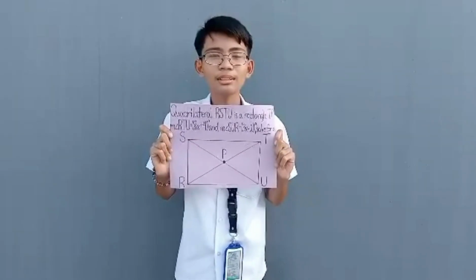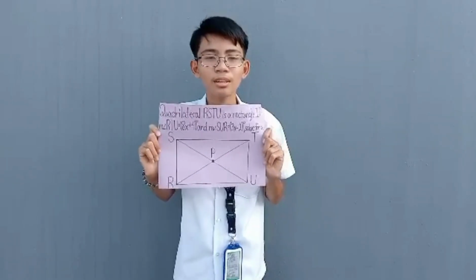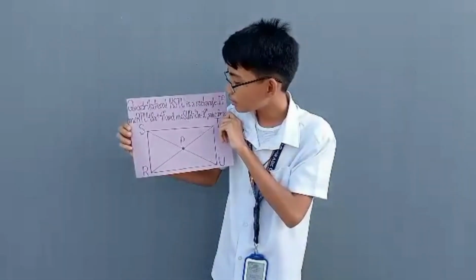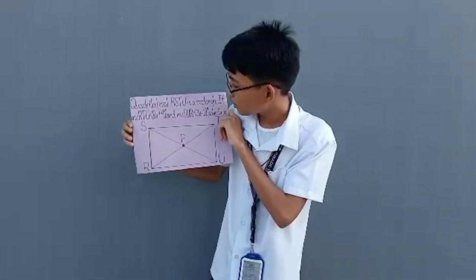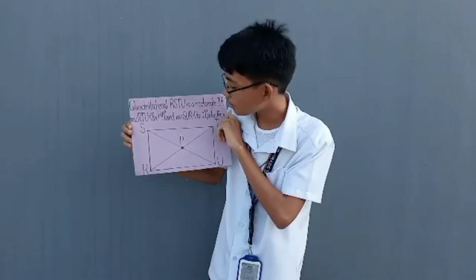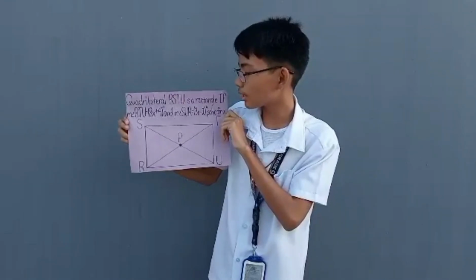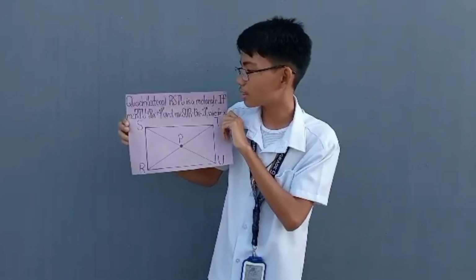Good afternoon, everyone. My name is John Peter Kogan, and today I'm going to solve a problem. Quadrilateral RSPU is a rectangle. If the measure of angle RTU is equal to 8x plus 4, and the measure of angle SUR is equal to 3x minus 2, solve for x.